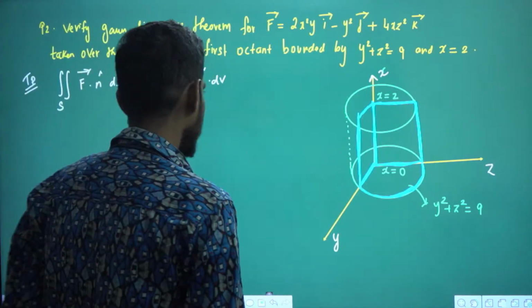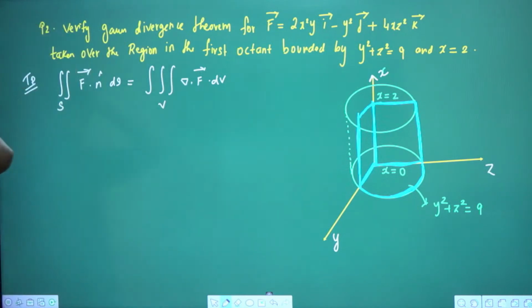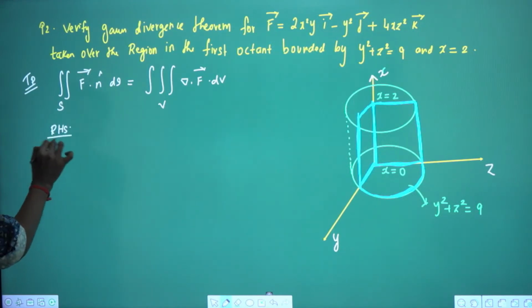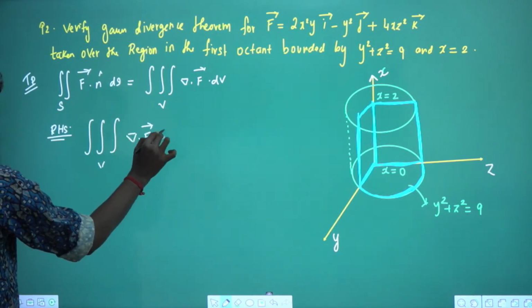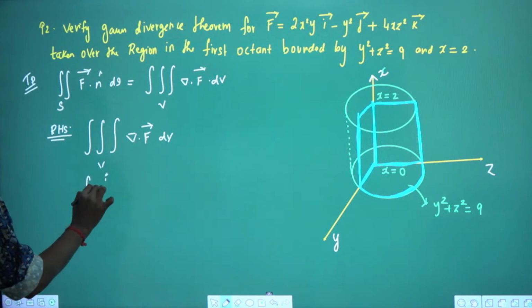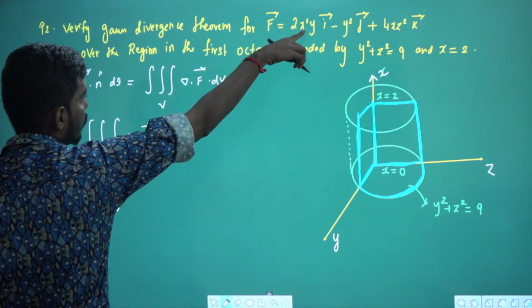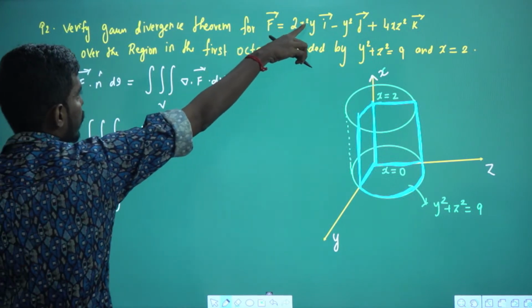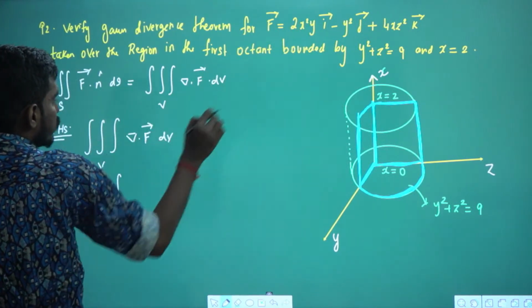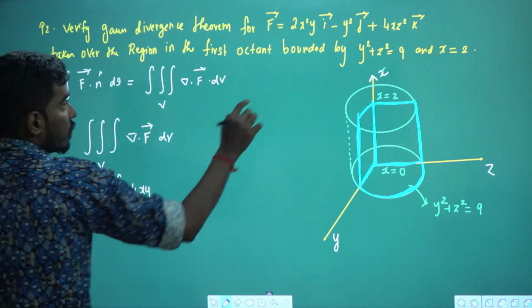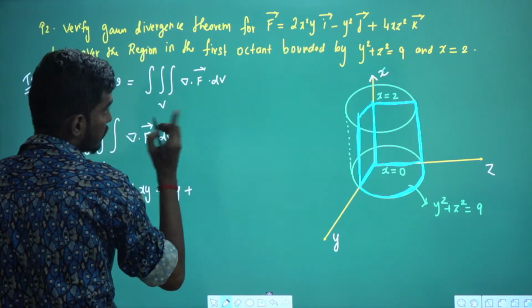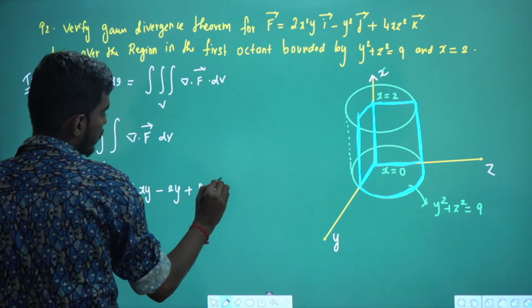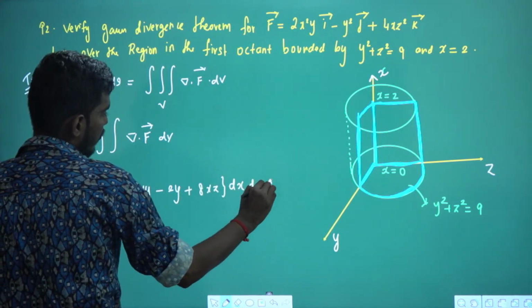So first we will find the volume integral, that is the RHS. RHS is the triple integral over V of del dot f vector dV. Now we take the divergence of this. So what is del dot f? Differentiate the first part with respect to x: 2y is constant, x square gives 2x. So we will have 4xy, then minus 2y with respect to y, then with respect to z, 4x is constant, so 2z. So we will have 8xz dx dy dz.